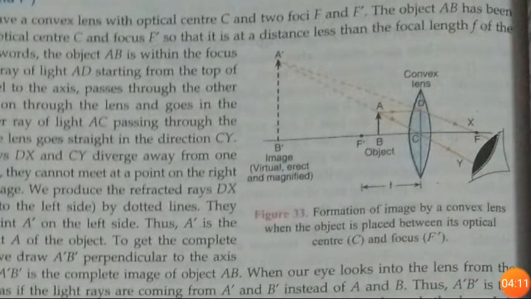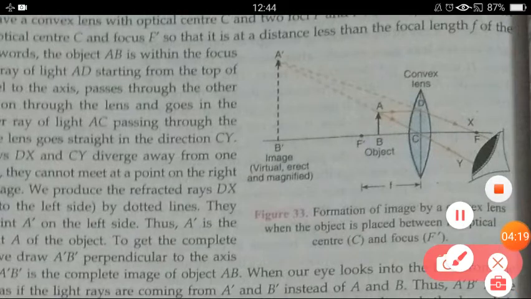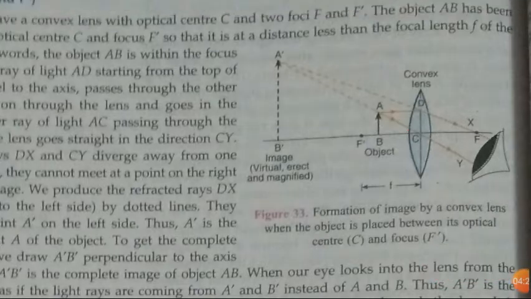Then we have another light ray AC. Because AC is passing through the optical center, it will not get refracted, but it will simply follow the path ACY. When these two rays come to our eyes after refraction, they don't meet with each other. Okay, on the refracting side, on the right hand side, they will not meet with each other. So on that side we will not get any image.